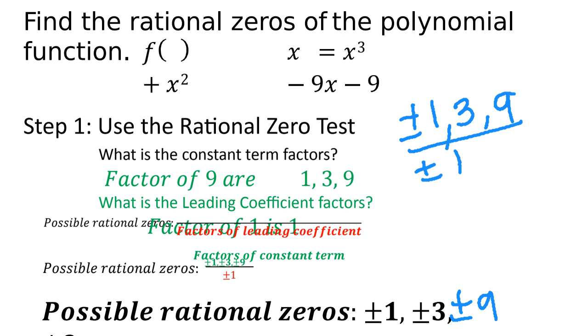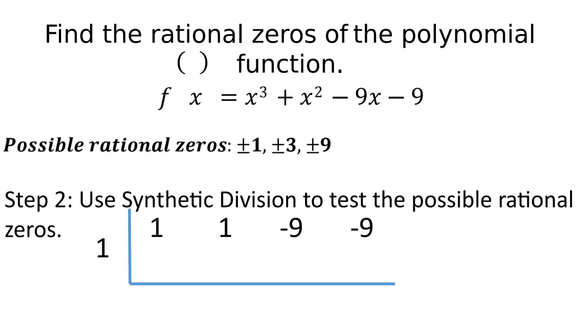Okay. Now to test them, we're going to do what we did before when we had the example with x equals 4. We're going to take one of those zeros. It doesn't matter which one you start with, but I always recommend starting with 1 and with -1. So we're going to use synthetic division again to test the possible ones that we have found. Here we're going to test number 1.